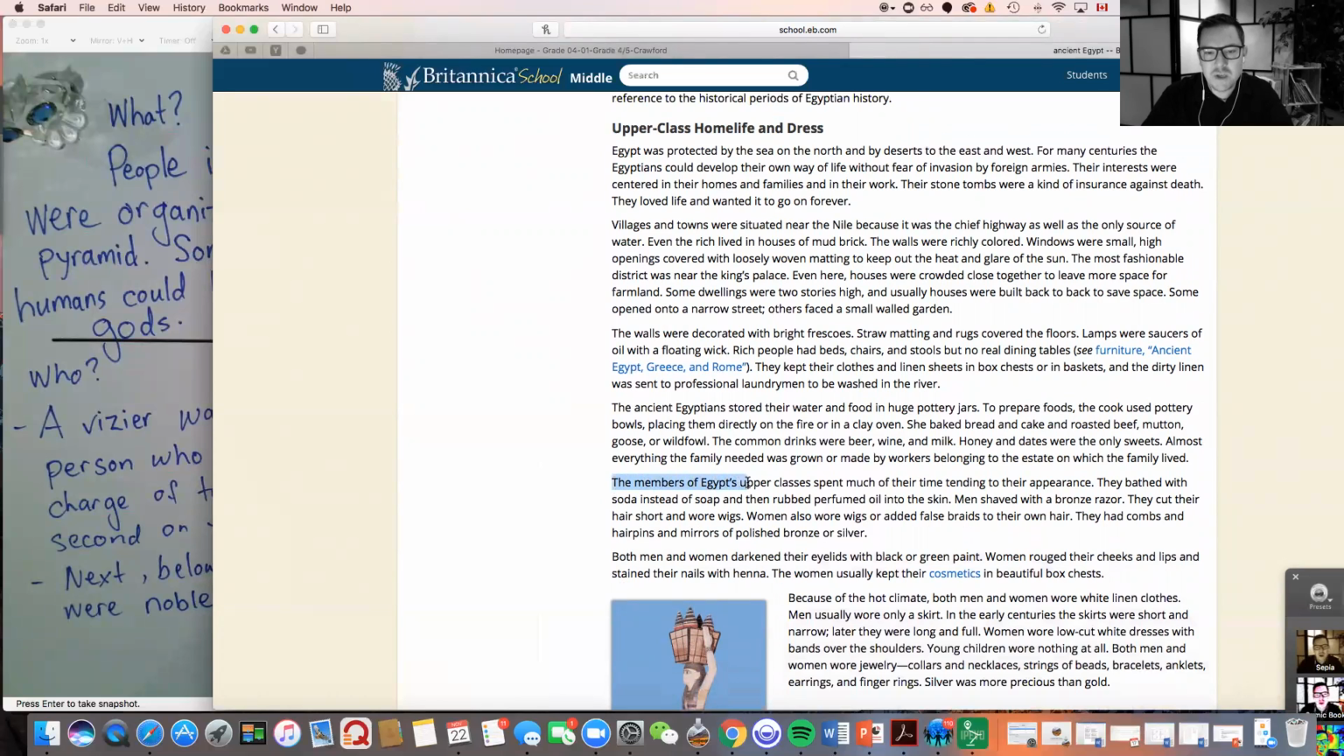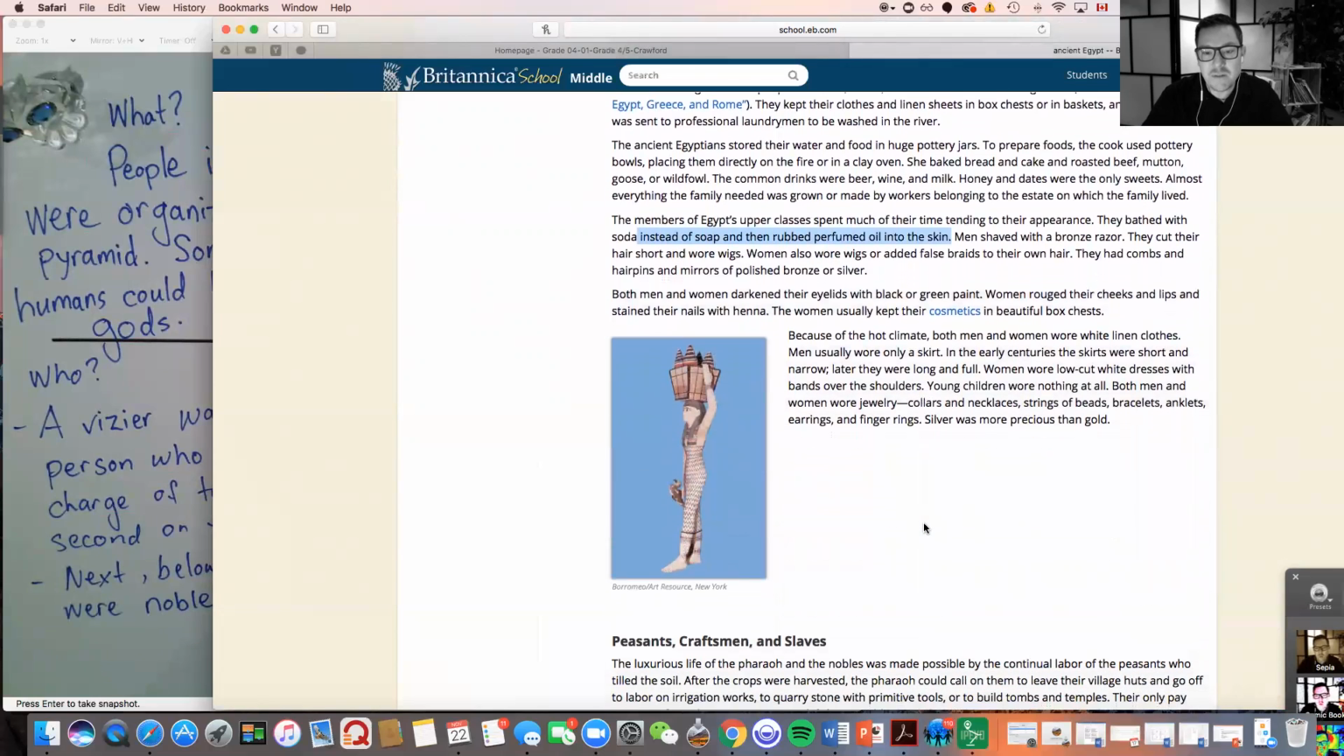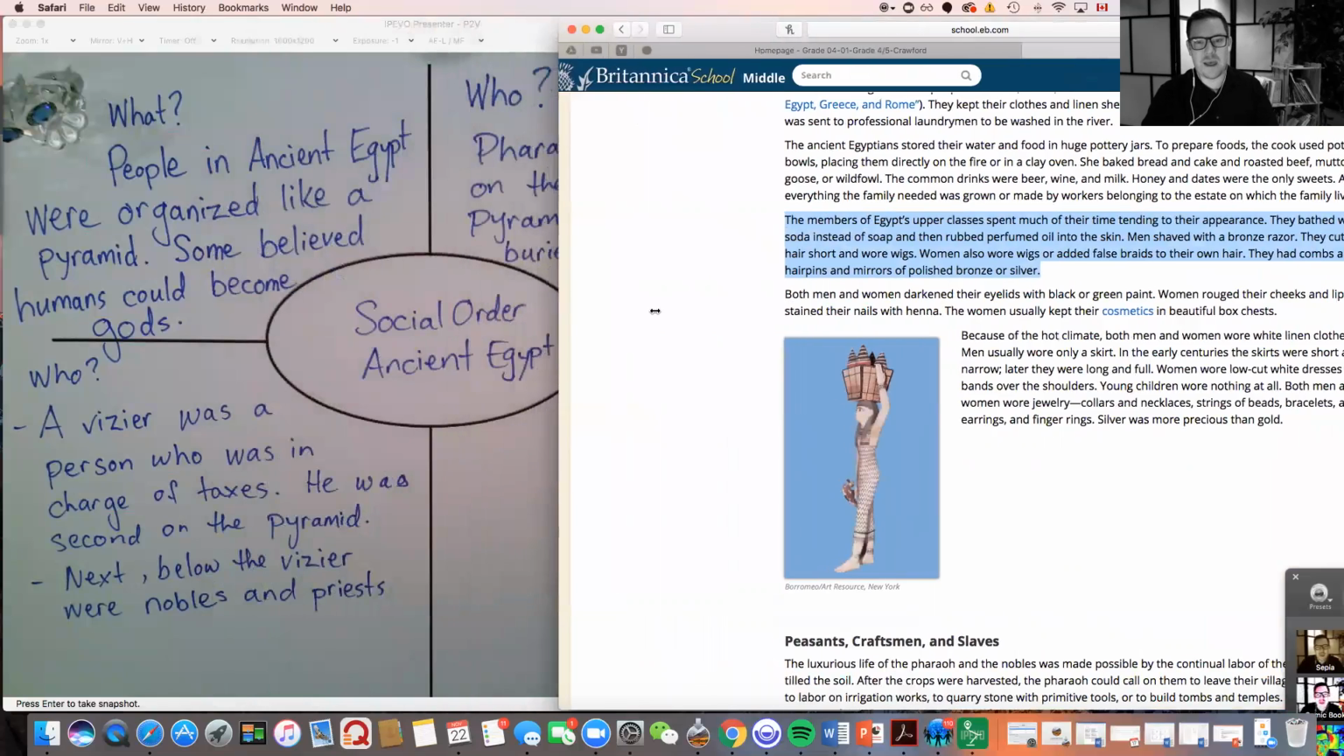The members of Egypt's upper class spent much time tending to their appearance. Well, what does that word tending mean? Well, that means they bathed with soda instead of soap, and they rubbed perfume in their skin. Oh, this is cool. So this is giving me some ideas about how people lived, and that's great because it shows me that there are people who had more money and more wealth and were able to take care of their body. So I might mention that, take care of their bathing and do that more than other people.